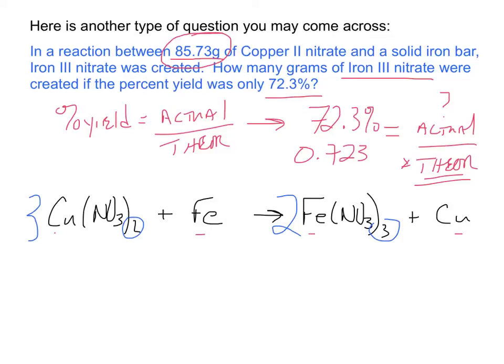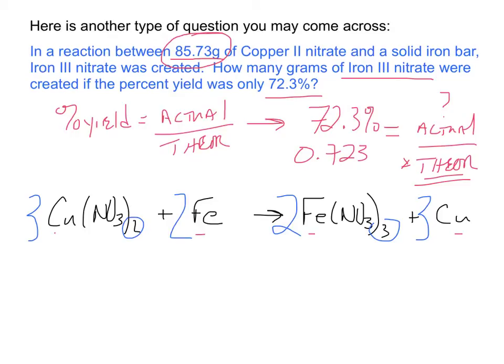So now I've got 3 coppers here and I only have 1 here. I got to put a 3 over here. Okay? 3 coppers, 2 times 3 is 6 nitrates. 2 irons, got to put a 2 up in front of here. So here's my balanced chemical equation.